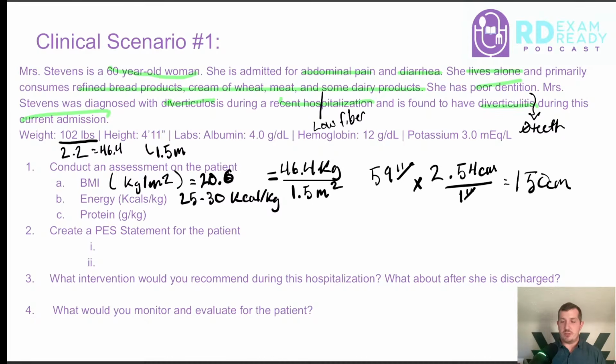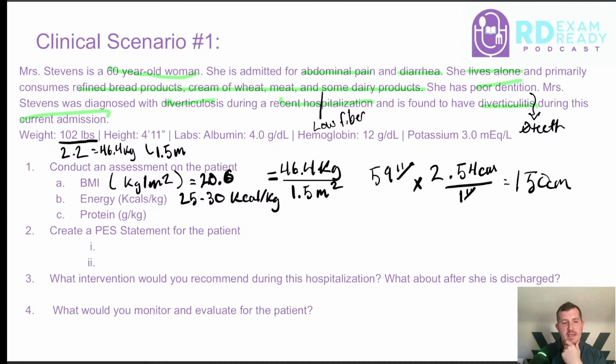In that case, you would just take how many kilograms she was, which was 46.4, and multiply that by 25, which would be about 1,160 kcals. And you'd go up to 30 for 46.4, and you're looking at about 1,392 kcals. So we're looking at around that 1,100 to 1,400 there.